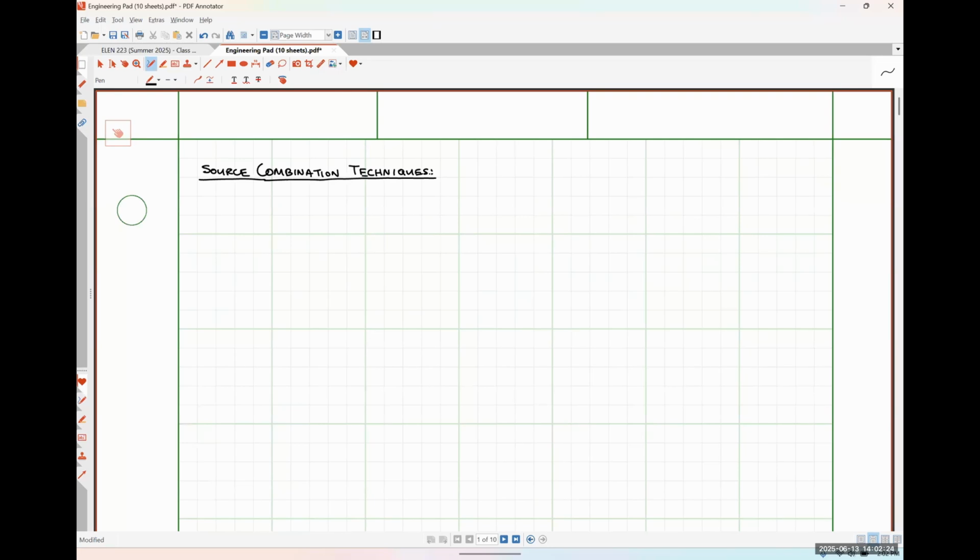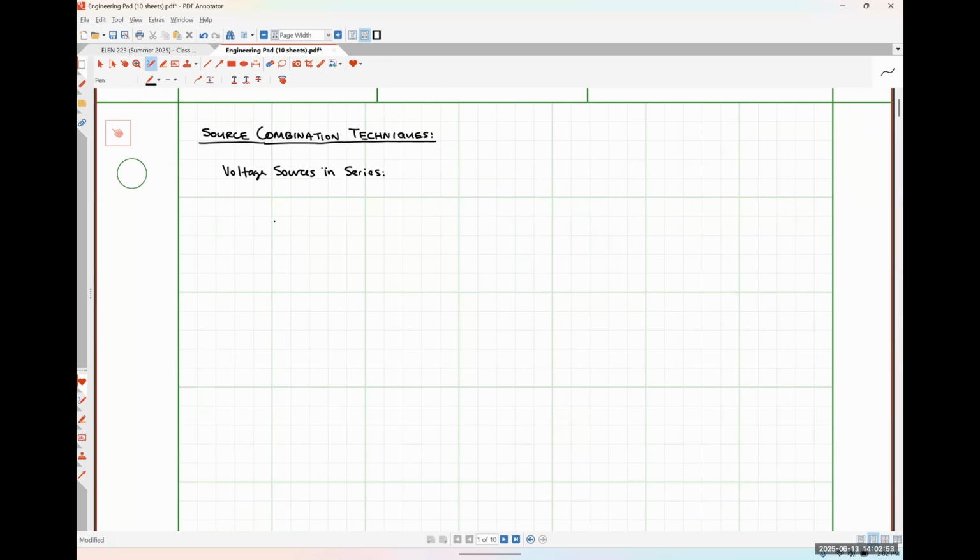So I'd like to start by talking about how we can combine voltage sources in series, because that's probably the thing we are most intuitively familiar with. Okay, so I'm going to draw a simple circuit here. Actually, let me annotate this. So here's a simple circuit where we've got, let's say, some 6-volt source, connected in series to some arbitrary resistance. I'm just literally going to call this R.